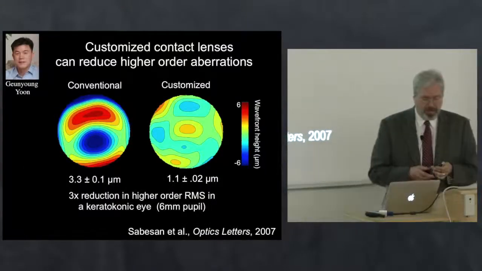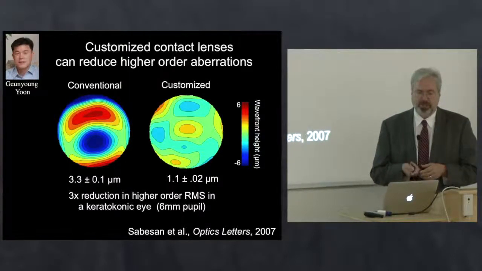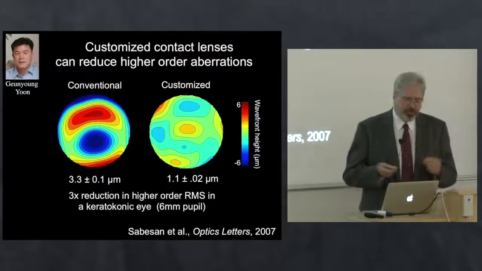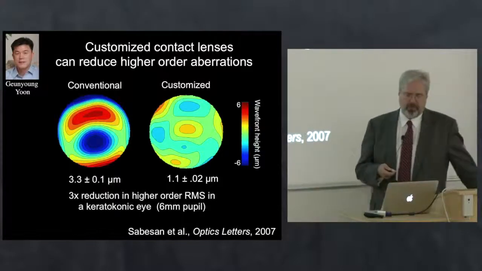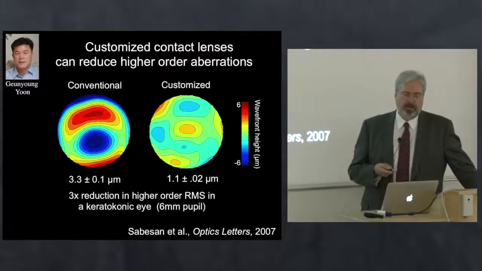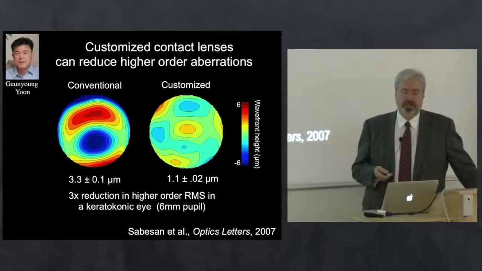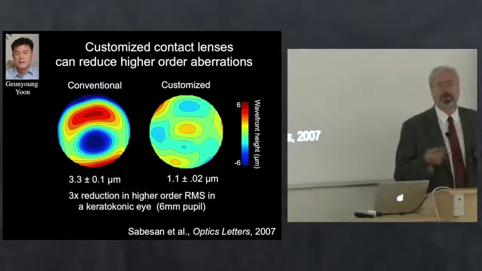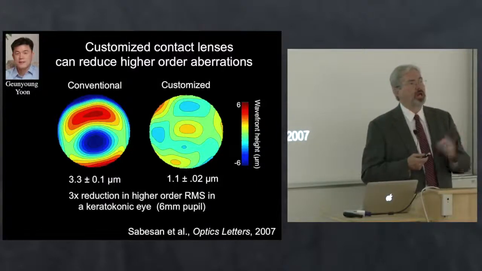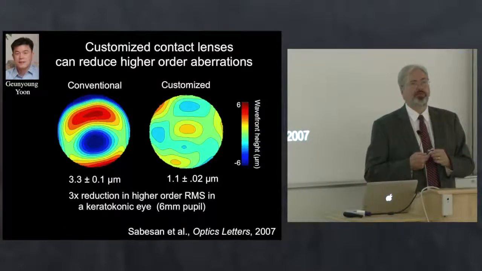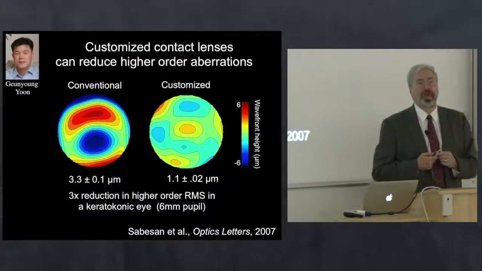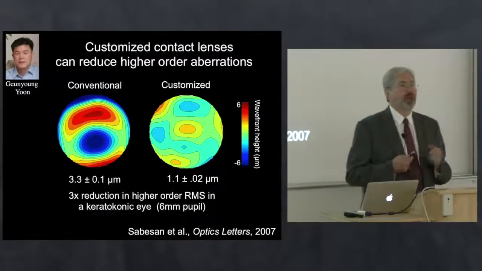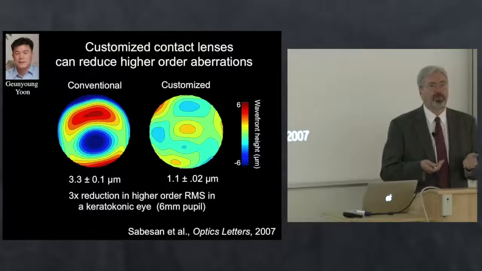Another application of wavefront technology that especially Geunyoung Yoon has been pursuing, although other investigators around the world have been interested in this as well. But Yoon at Rochester has developed customized contact lenses to reduce higher order aberrations. Now, in Chris's talk, he told you, and I agree with him, that for a normal eye, correcting higher order aberrations is a bit of a boondoggle. And the reason for that, as Chris said, is because those aberrations are relatively small to begin with.